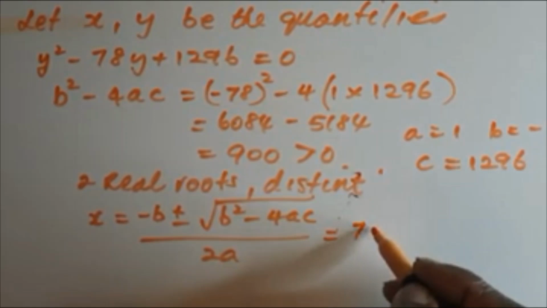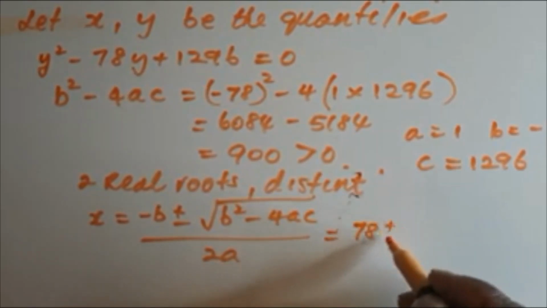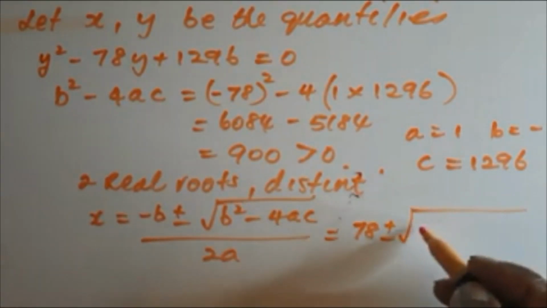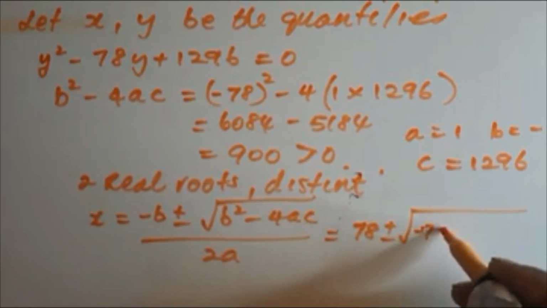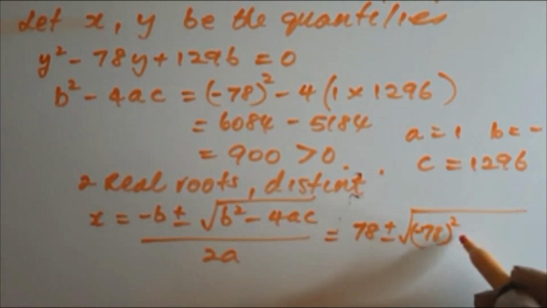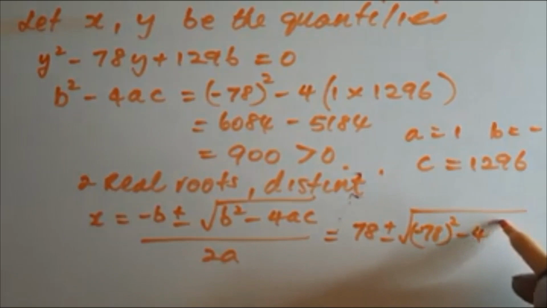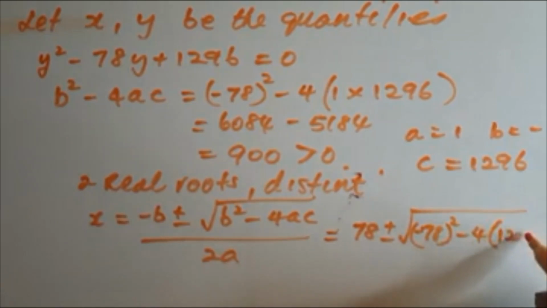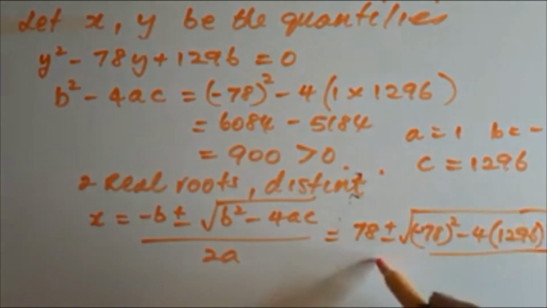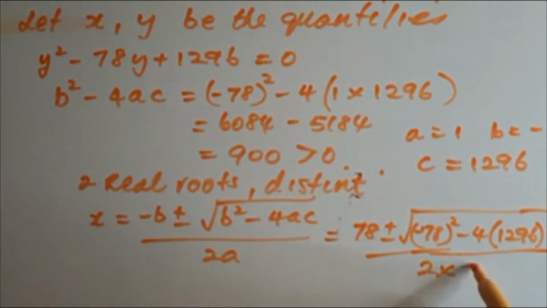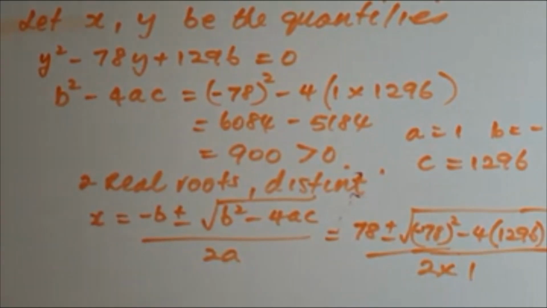Start that again. 78 plus or minus the square root of minus 78 squared minus 4 times 1296, all over 2 times 1. I'll leave that as an exercise for you to compute.